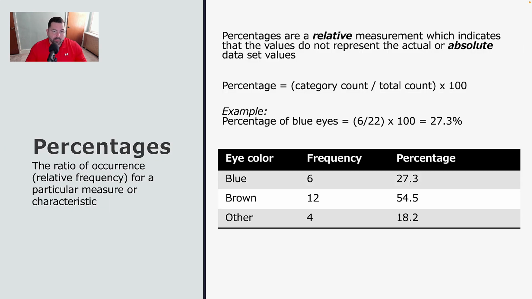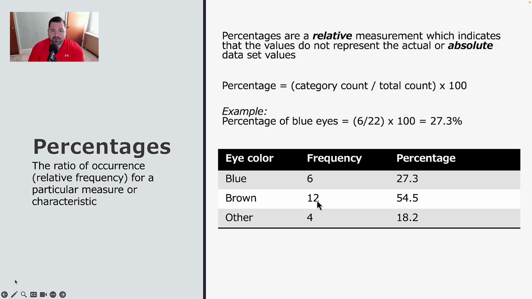The other thing that we think about when it comes to frequencies is, from a relative perspective, we are trying to get a sense for what the ratio of something happening out of the total sample is, and representing that with a single value. In the case of percentages, we're looking at the ratio of an occurrence, blue eyes, out of the total number of people in the sample, which is 22. So in this particular case, 6 divided by 22 gives us a percentage of about 27.3%. So 27.3% of the sample of 22 individuals has blue eyes.